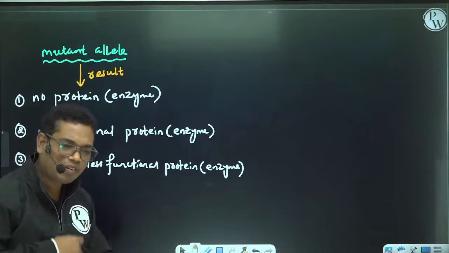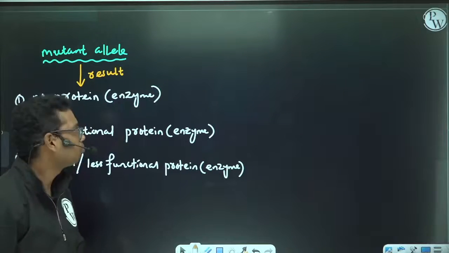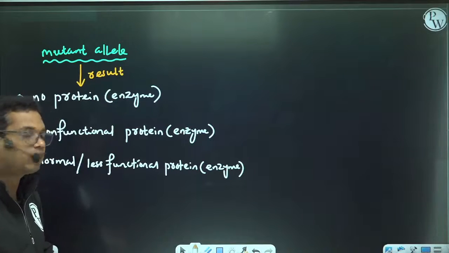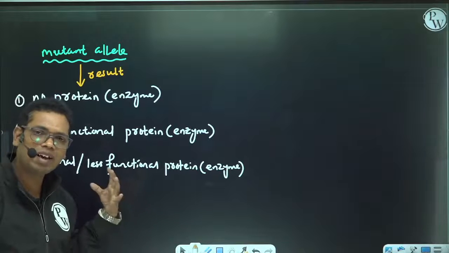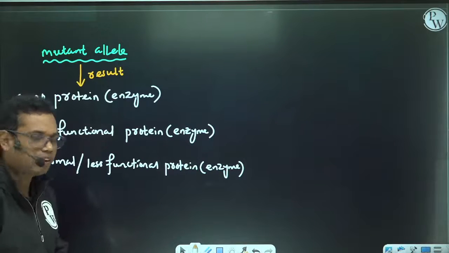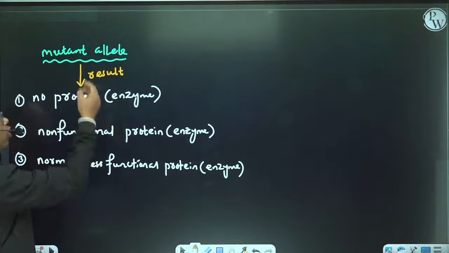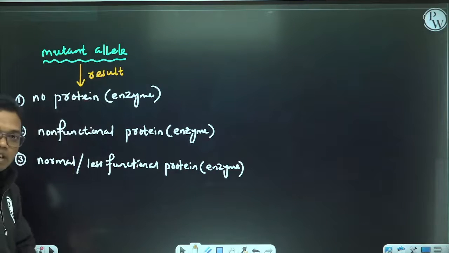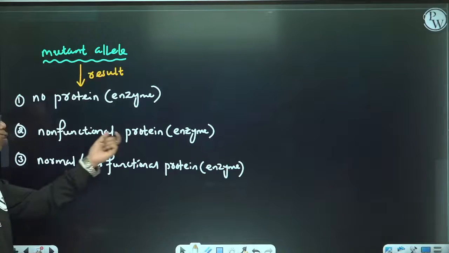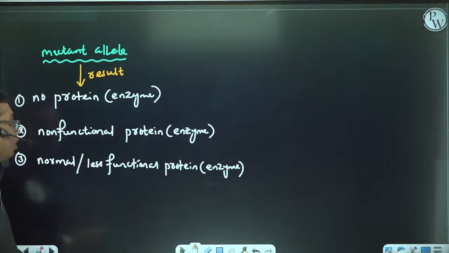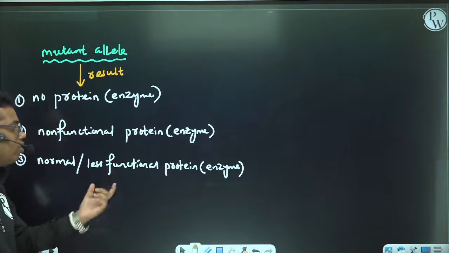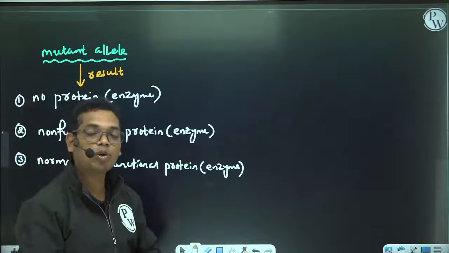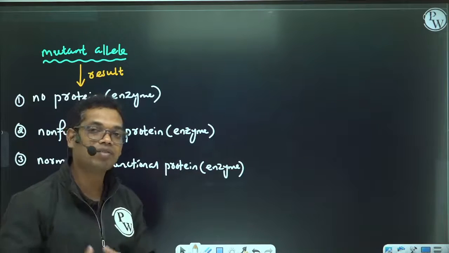Okay, now, whenever the mutant allele is formed due to mutation or change, the allele will have three different types of fates. It may have four fates, but as per NCERT, it will have three. So what are the fates or results of the mutant allele? The mutant allele may not produce any enzyme or protein, or it may produce a protein or enzyme that is non-functional, or it may produce a normal or less functional enzyme or protein, or it may form a completely new enzyme or protein with an entirely different function.